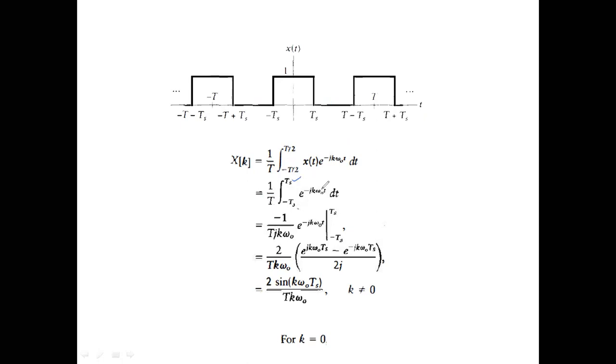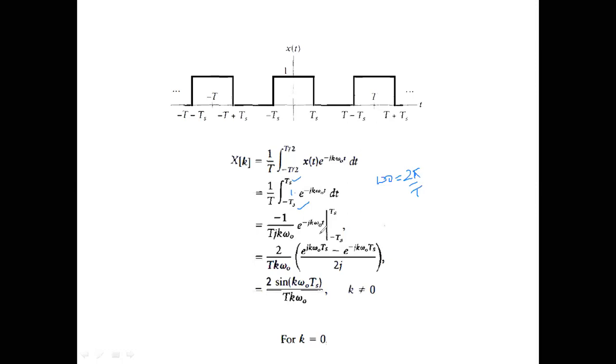What is the value of omega naught? By the way, omega naught happens to be 2 pi by T. Anyway, simply substitute the value. The amplitude is 1, so this is simply multiplied by 1 only. So you get a value here.